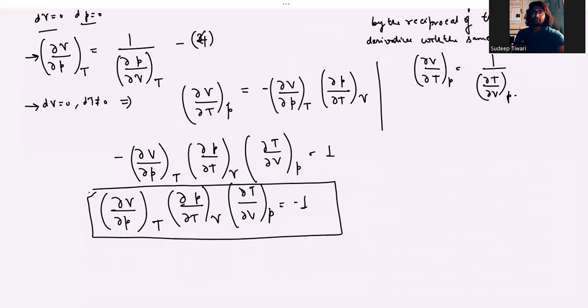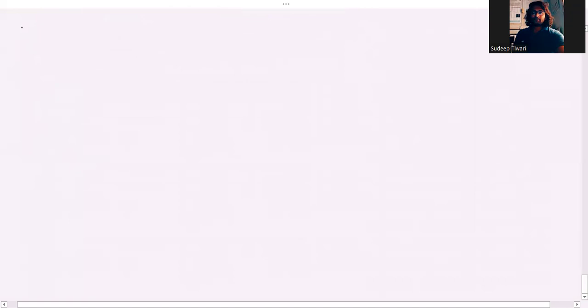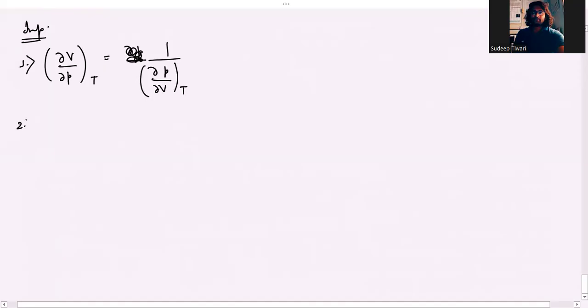Now, I will just list here what you have obtained so far. Point number 1, from the general equation of state, you have obtained one very important thing. If I want to write del V upon del P at constant temperature, then I can write it as 1 upon del P upon del V at constant temperature.